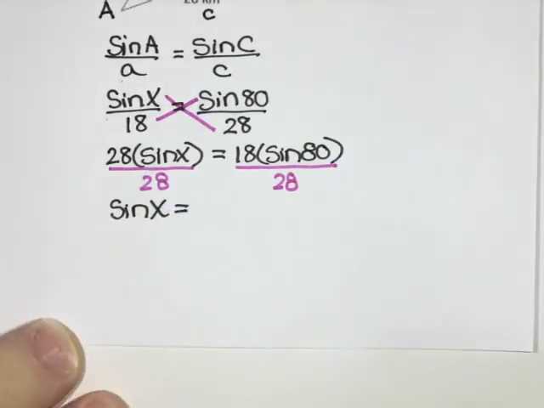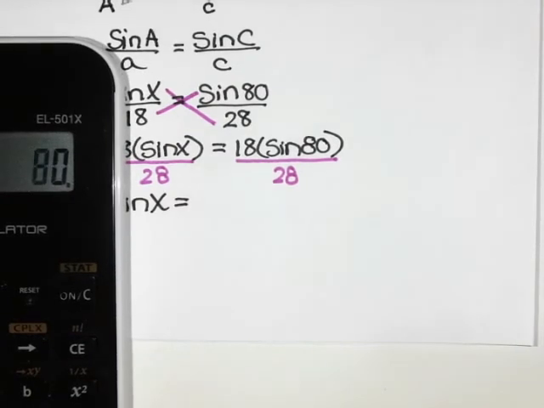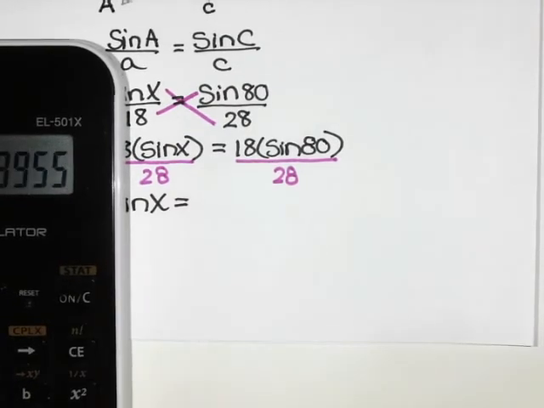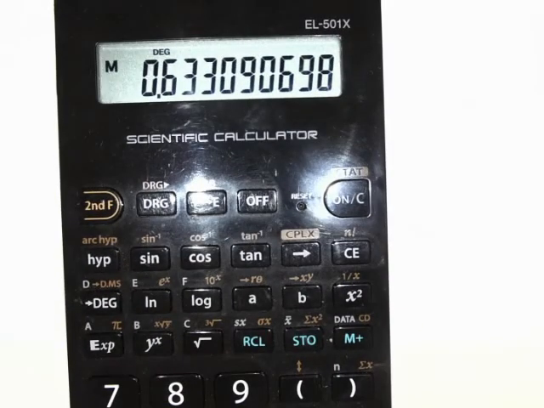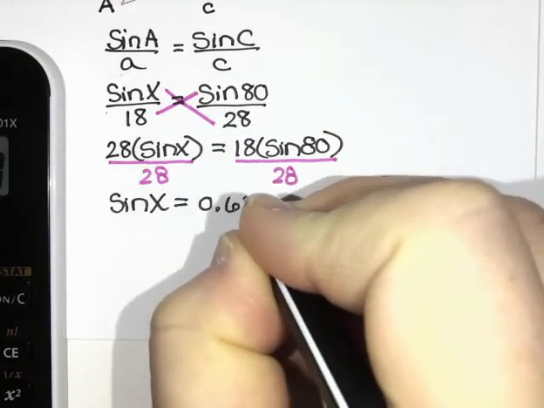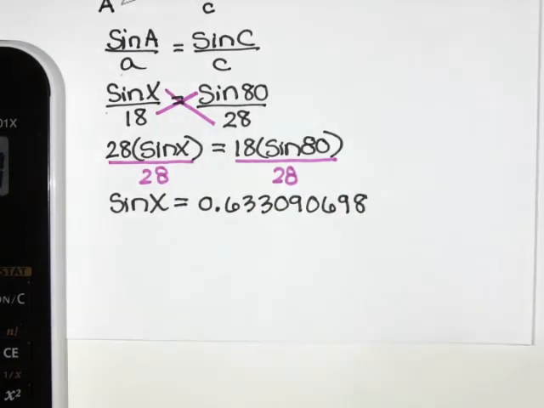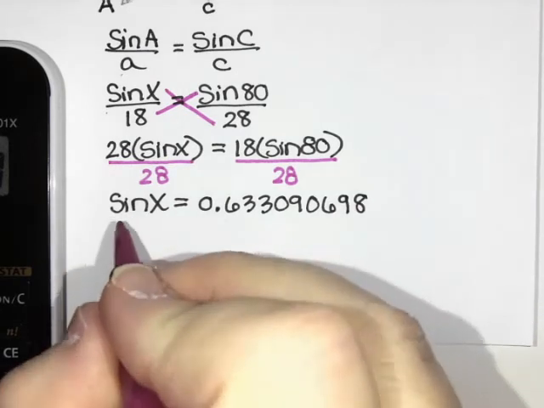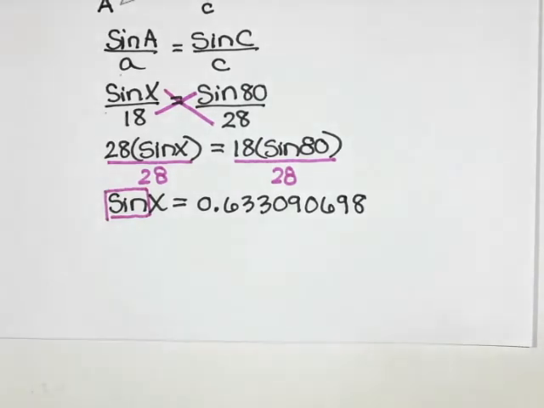And then I'm going to use my calculator and figure out what that equals. So 18 times sine of 80 divided by 28, I get 0.633090698. And then to get X by itself and cancel out the sine, we do the opposite operation, which is not division. This is not sine times X. This is sine of X. Sine is its own operation.